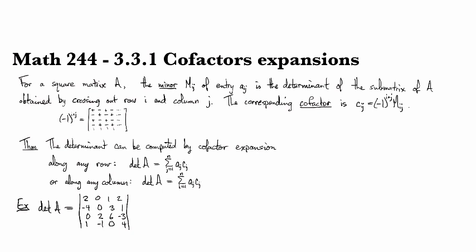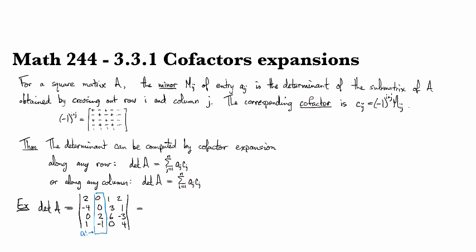And so we could do any row or column. So which one should we pick? Well, if we pick this column right here, then we have lots of zeros, and that'll make life simpler for the computation. So let's go with that one.